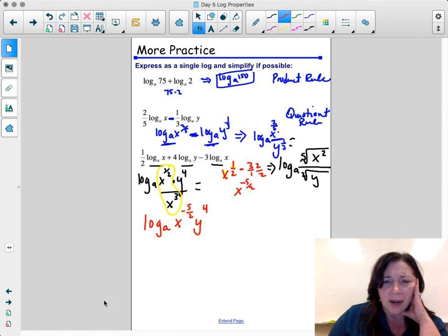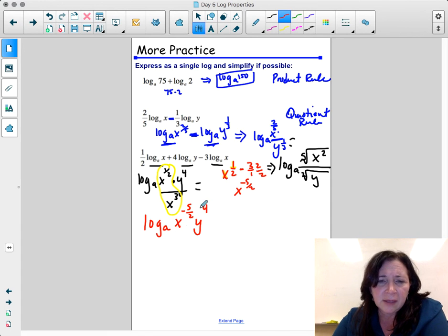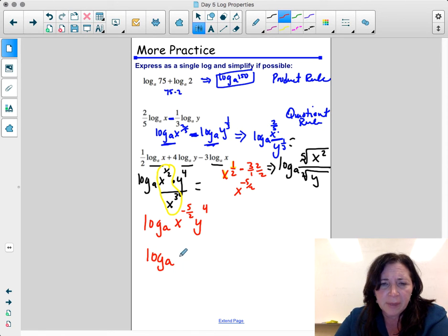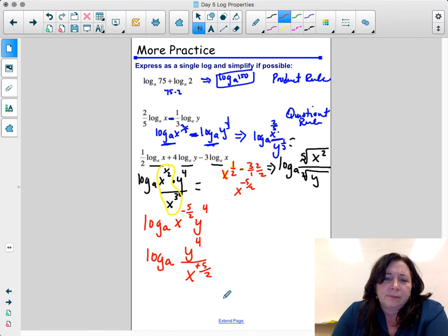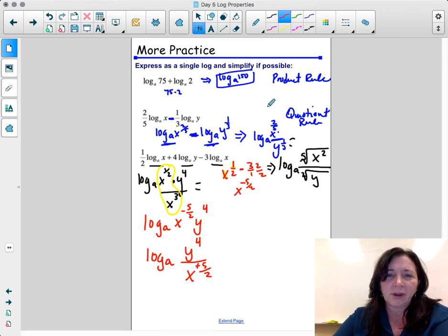And the last thing that I would actually do is this right here. Certain people want only positive exponents. So if that's the case, you would just do this. You'd say log base A of y to the fourth power over x to the 5 halves power. Oops, I'm sorry. When it moves to the bottom, it does become positive. And you could do that. I could also factor out some x's down there, but we'll save that for another day.